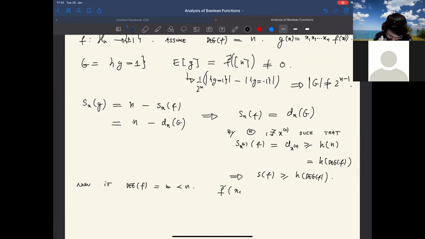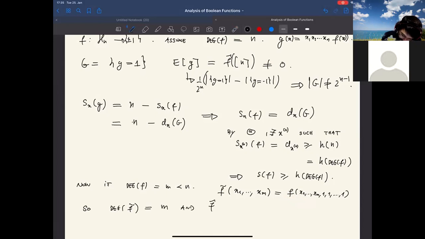We just define this f tilde. I mean, we can assume that the monomial x1 times x2 up to xn is in the multi-linear expansion of f, and that's one of the guys with largest degree. And then I do that. Okay, and so the degree of f tilde is going to be m.